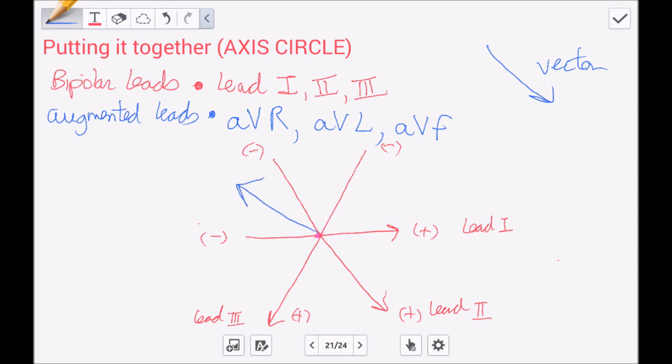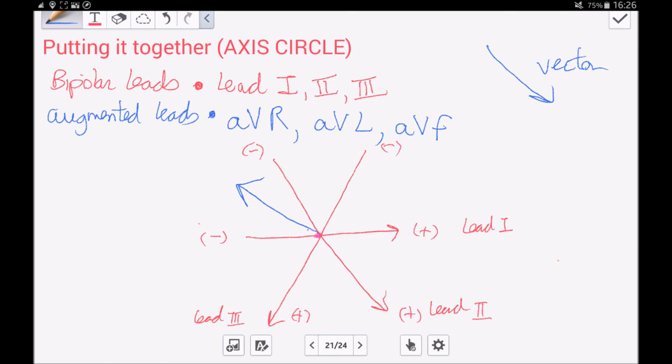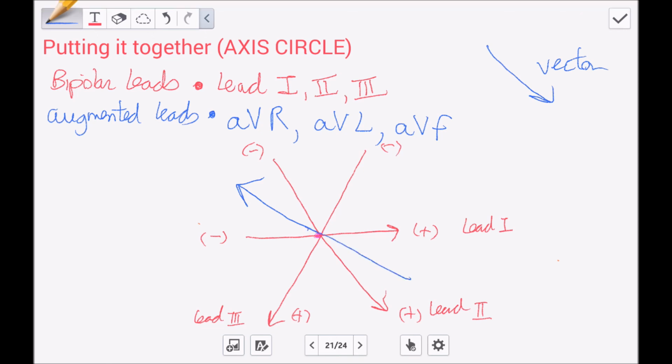Correct? This is perpendicular to lead 3. So what we do is we'll just run this over like this. Because this one is going the opposite direction, this one is minus here, and this is plus here. And this is AVR, right? Now, remember that I told you that AVR is negative? Well, because it's going against the vector direction, right?